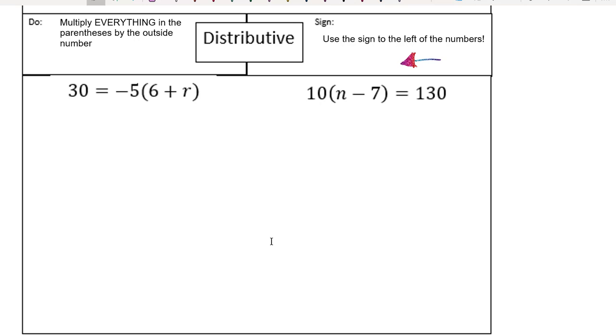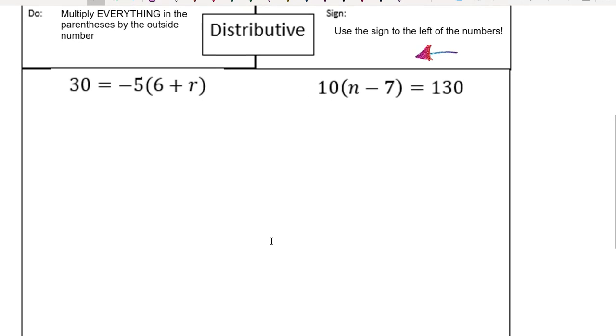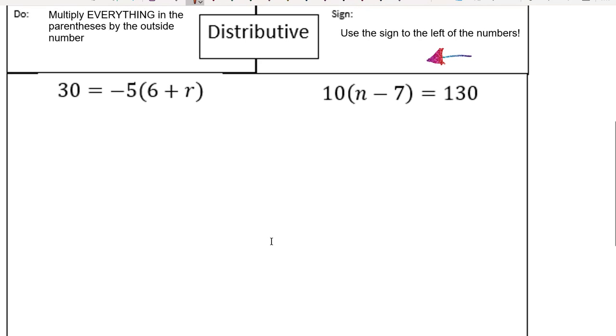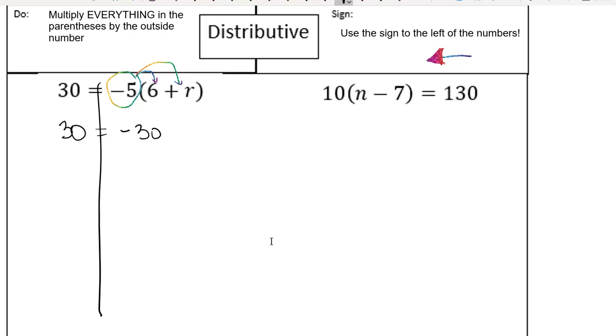Bottom two examples, I'm going to zoom in a little bit more. Draw your line at your equal sign. And we are going to distribute this time a -5 to the 6 and a -5 to an r. I cannot do anything with 30. There's nothing to do with that yet. -5 times 6 is -30. -5 times r is -5r.